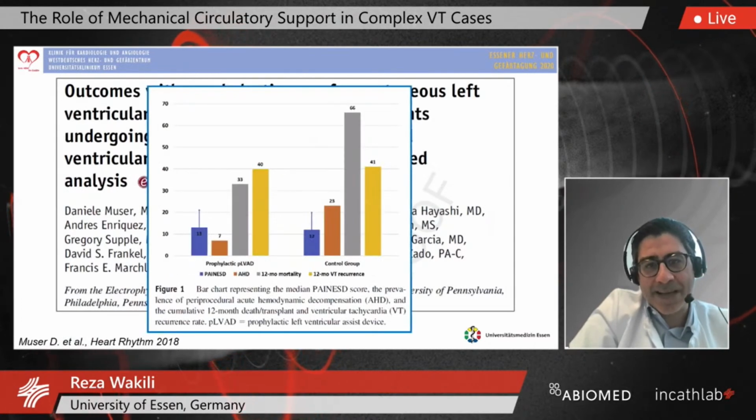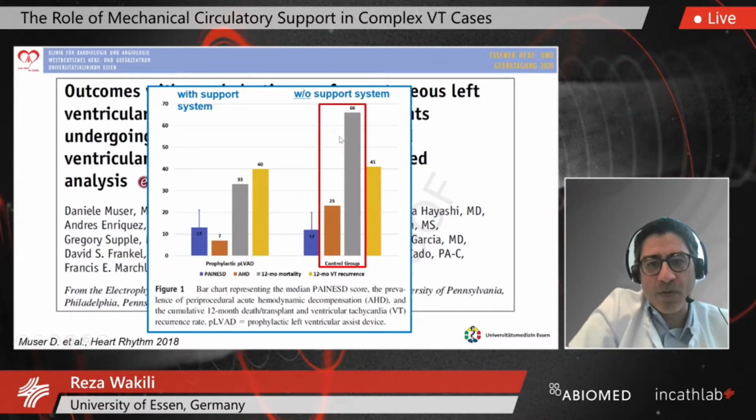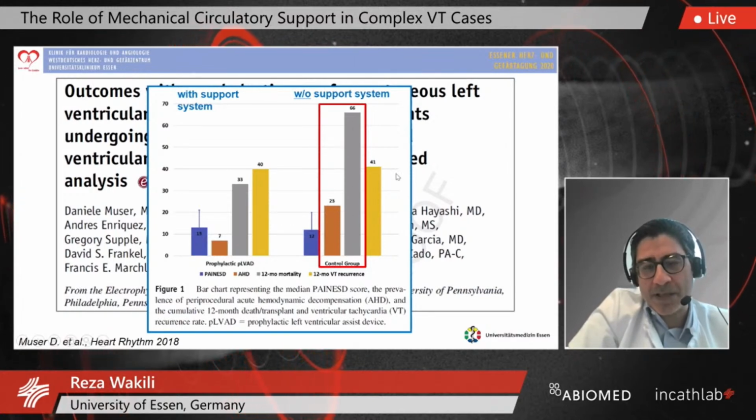placement. And these are again the data, looking at patients with VT ablation performed with a support system and without a support system. And you can see here that the rate of 12-month mortality, as already mentioned before, as well as acute hemodynamic decompensation was severely increased in patients where the VT ablation was performed without a support system.